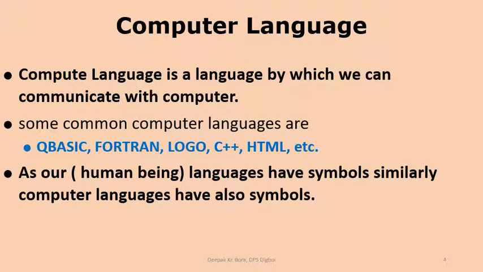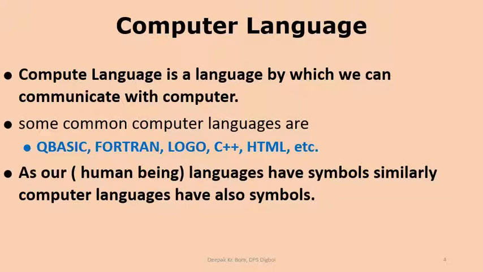Computer language is a language by which we can communicate with a computer. That means we need a particular language so that we can communicate with the computer, as the computer doesn't understand our natural languages like English, Hindi, etc. Some common computer languages are QBasic, Fortran, Logo, C++, HTML, etc. Here we are going to learn how to write programs, or how to communicate with the computer, with the help of QBasic.